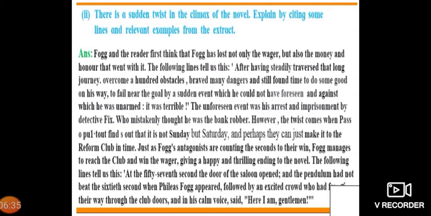Second, there is a sudden twist in the climax of the novel explained by citing some lines and reveal an example from the extract. Take a screenshot of it and write down in your book. Okay? Again and again, I'm not going to repeat it. Answer: Fogg and the reader first think that Fogg had lost not only the wager but also the money and honor that went with it.